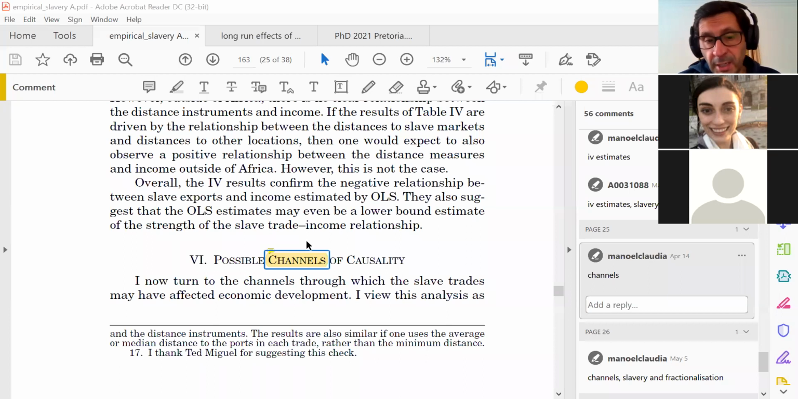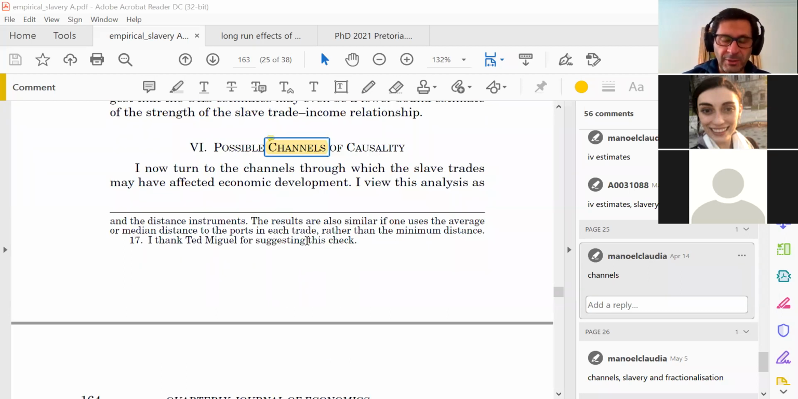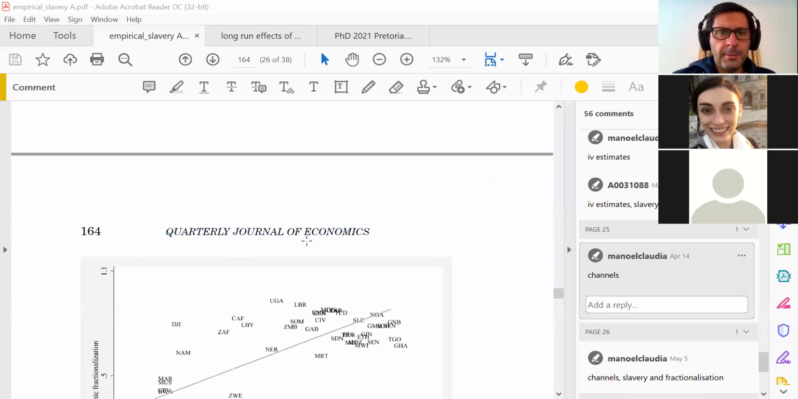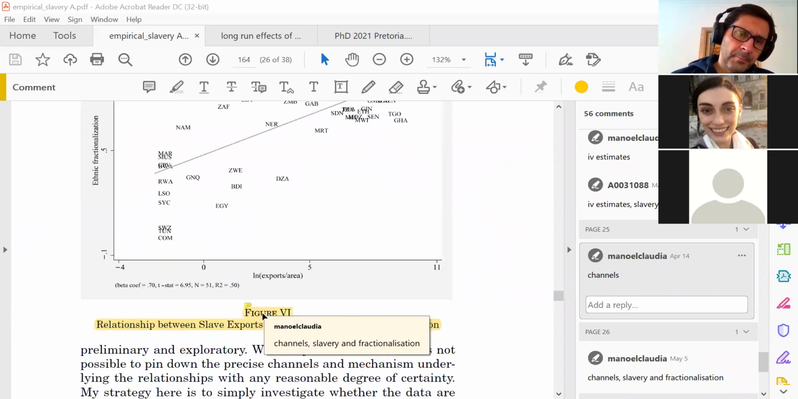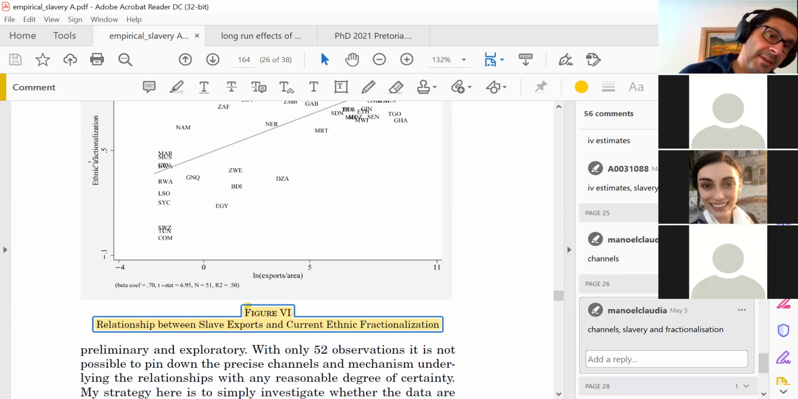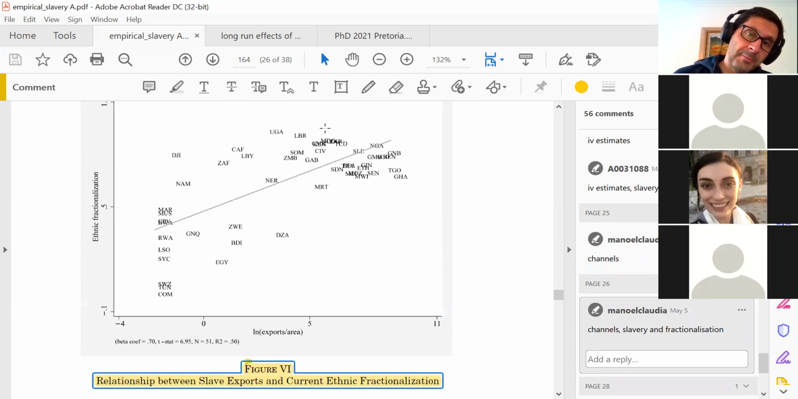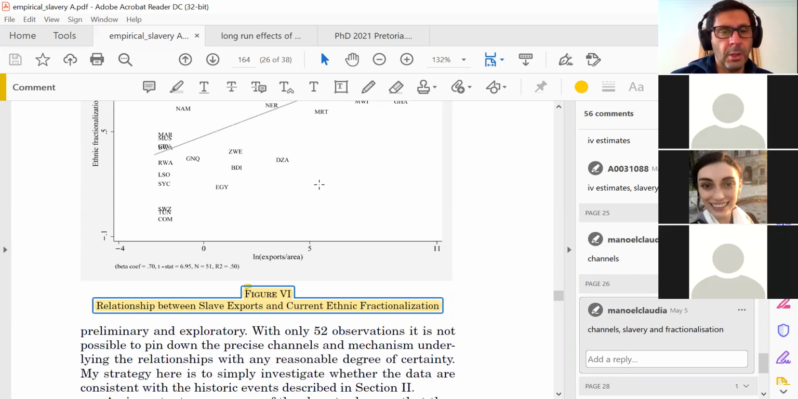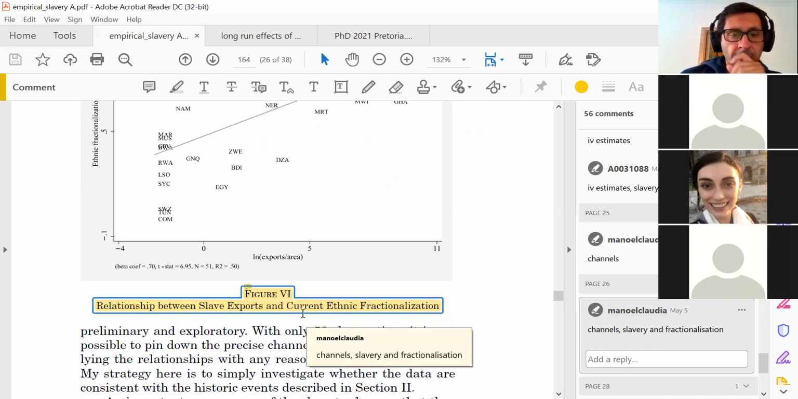possible channels of causality, possible explanations, right? Possible economic explanations. That is a channel. Exports against ethnic fractionalization, those countries which exported, right, the highest number of slaves, they happen to be also the most fractionalized ones. Okay, and that is an interesting thing. It's current ethnic fractionalization. Okay.